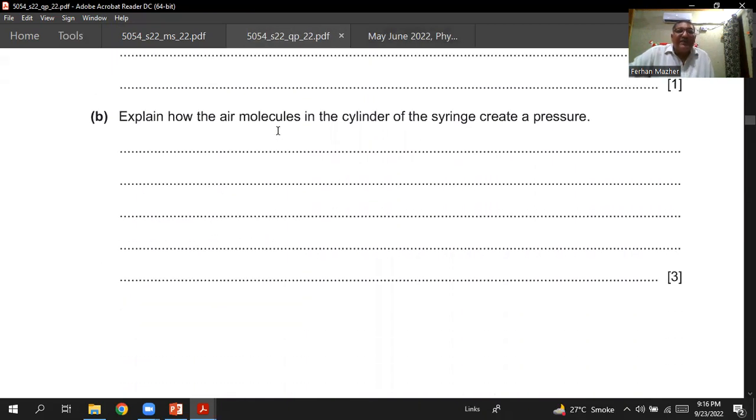Okay, and the next one is, explain how the air molecules in the cylinder of the syringe create a pressure. You see the air, its molecules are moving randomly, and during their random motion, what happens? They collide with the walls of the syringe. So when they collide with the walls of the syringe, they exert force on the walls of the syringe. So that force per unit area of the syringe, that is the pressure.